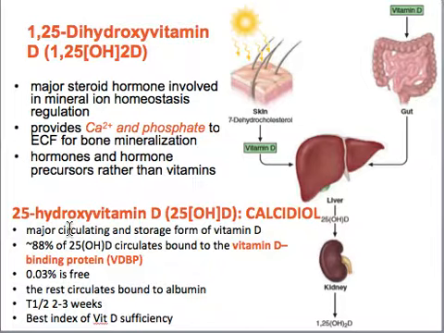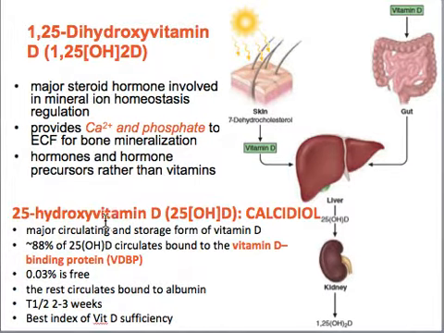Your 25 hydroxyvitamin D, or your calcidiol. This one is calcitriol and this is your calcidiol. This is the major circulating and storage form of vitamin D. Once your 7-dehydrocholesterol is hydroxylated in the liver, it becomes 25 hydroxyvitamin D, and it's bound to your vitamin D binding protein. So it's the best index of vitamin D sufficiency. When you test patients for vitamin D, this is actually what we measure, not your 1,25 dihydroxyvitamin D.